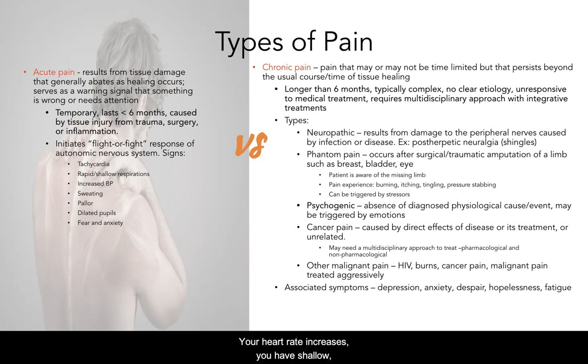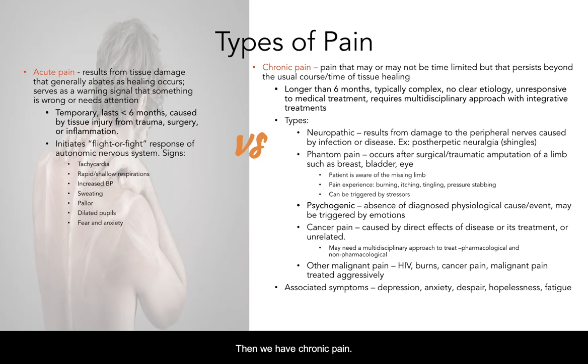What happens here? Your heart rate increases. You have shallow, rapid respirations. Your blood pressure increases. You start sweating. You get pallor. You become pale. Your pupils dilate, and you're filled with fear and anxiety. So this is acute pain. For example, something like trauma from a car accident.